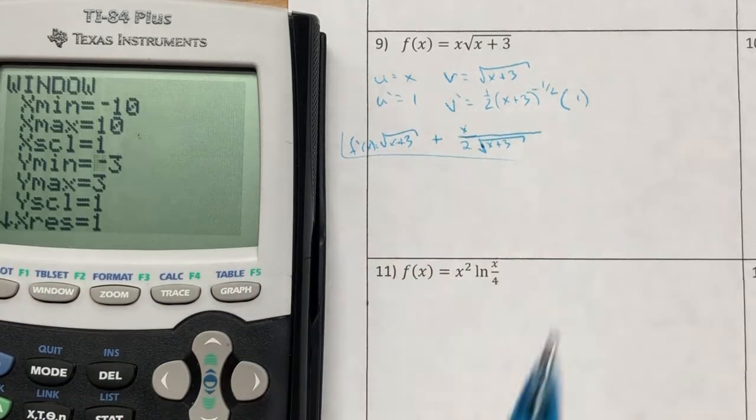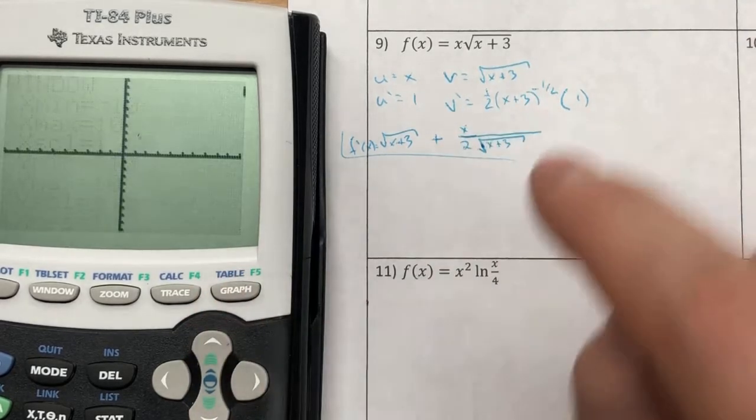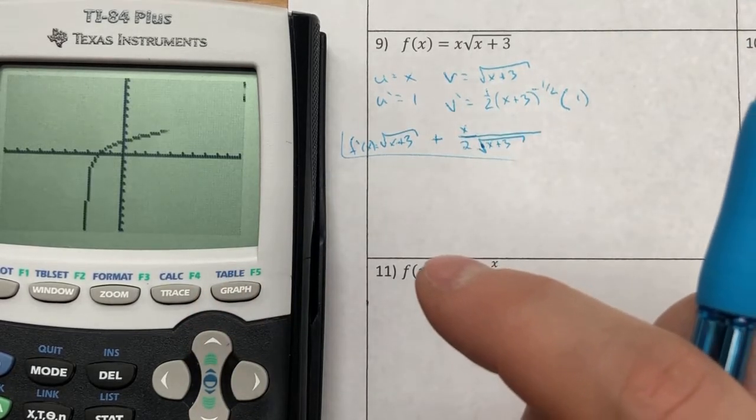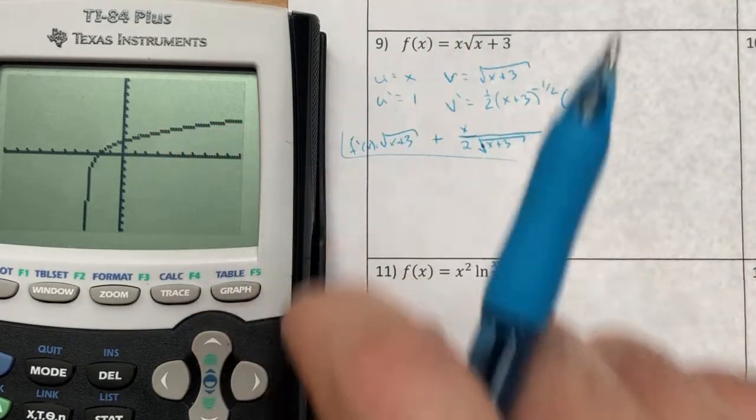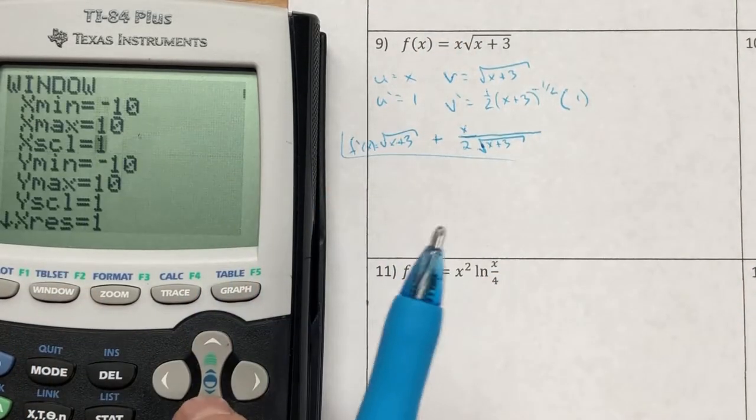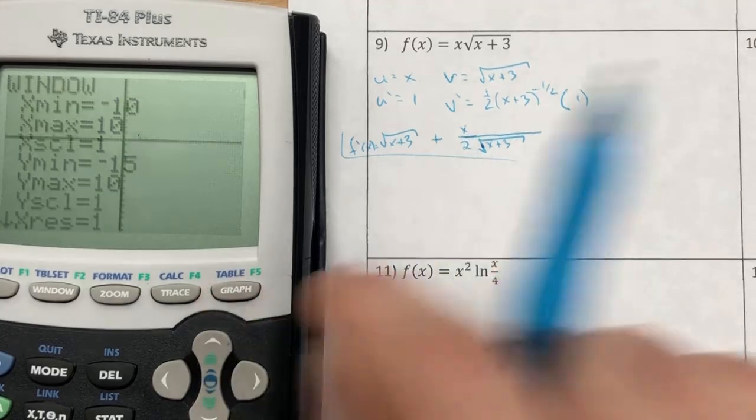Let's make that, oh, that might be why. Negative 10 and 10. Does that make a difference? Not so much right here. So let's zoom down a little farther. Negative 15.